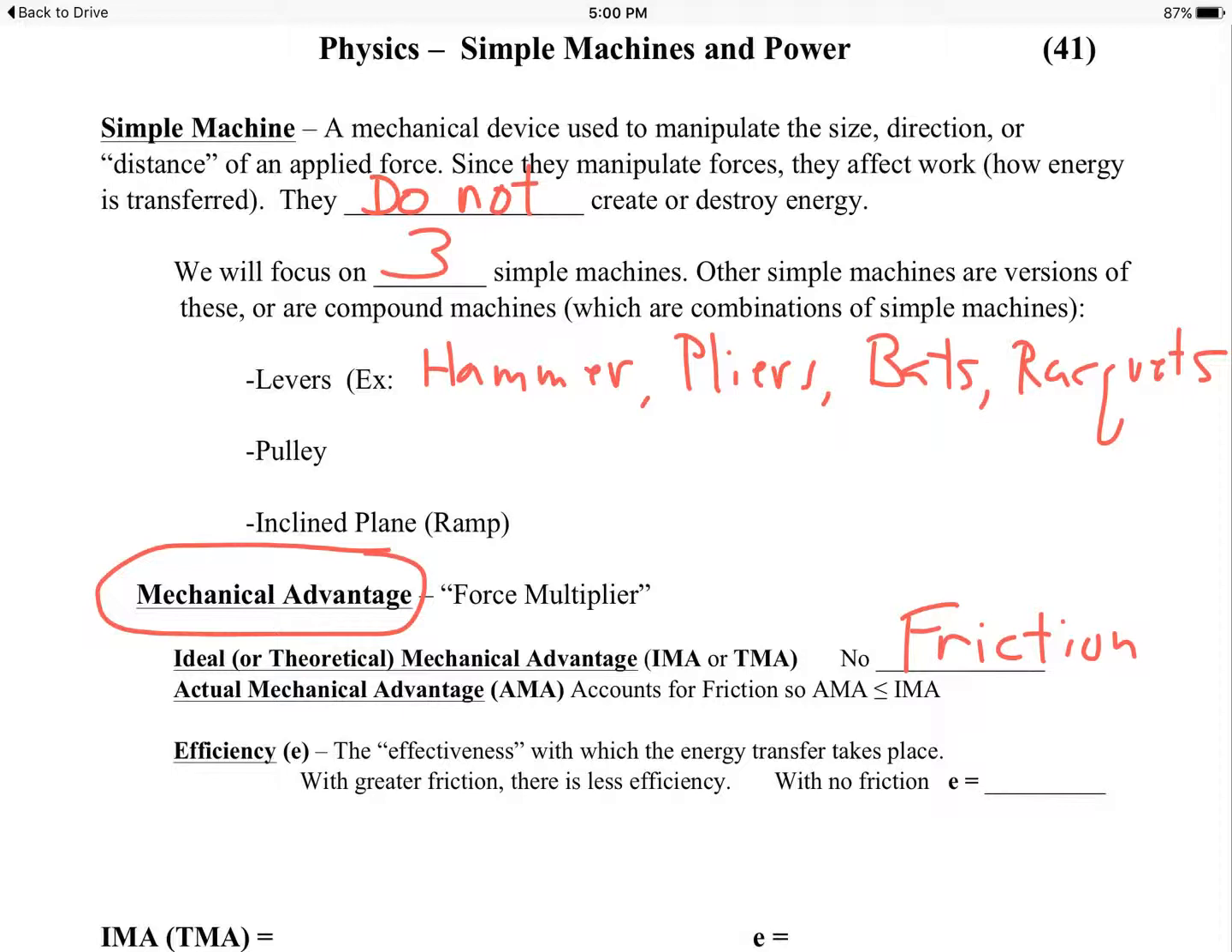The efficiency, E, is the effectiveness with which energy is transferred. When there's greater friction, there's less efficiency. When there's no friction, the efficiency, E, is 100%. So let's give you the definitions mathematically and then some examples.